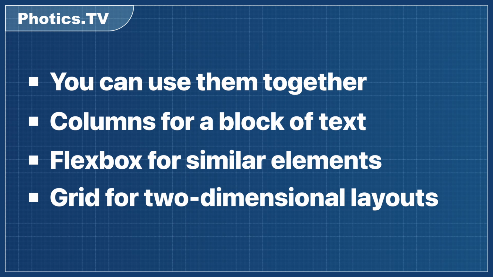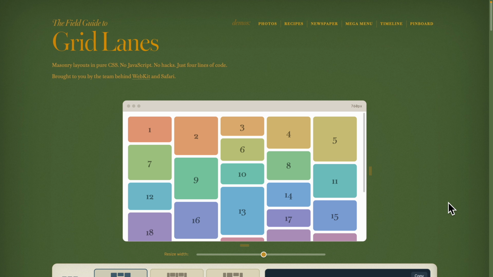And I use Grid for two-dimensional arrangements of elements. I'd probably pick Grid to lay out a whole page, while I'd pick Flexbox to arrange a group of similar elements. There's another thing to know, as there's an upcoming feature.